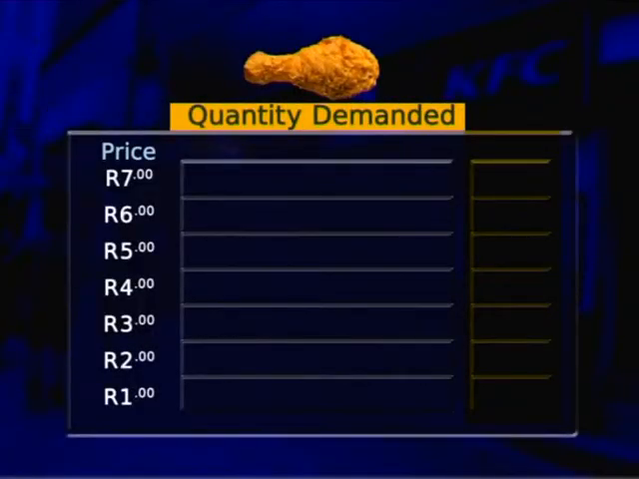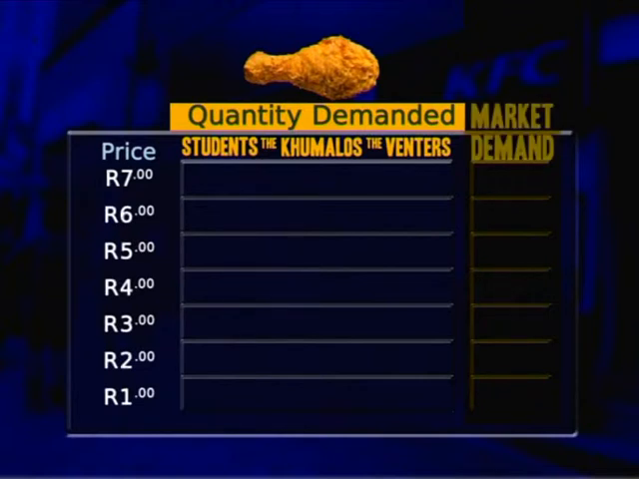How do we get from individual demand to market demand? Well, it's pretty simple really. If we know what all the individuals' demands are and we add them up, that gives us our market demand. Let's say that apart from your demand for fried chicken, we also know how much the Khumalo and the Venter families would consume at any given price. We can then organise this information into a new table, and by adding the individual quantities of each household, we can work out the market demand at each price.